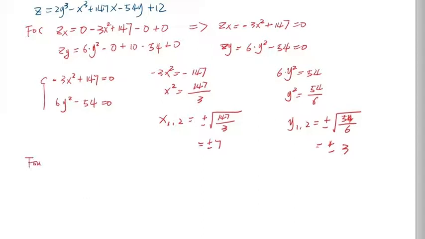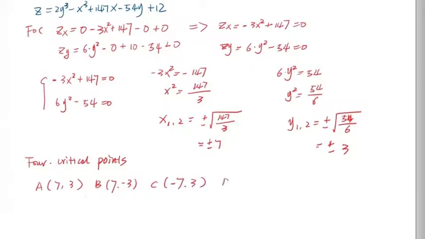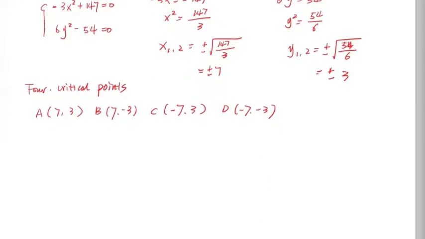So 4 critical points. Point A is 7 and positive 3. For point B, 7, negative 3. Point C is negative 7, positive 3. Point D is negative 7, negative 3. We use the second order condition to check these points.